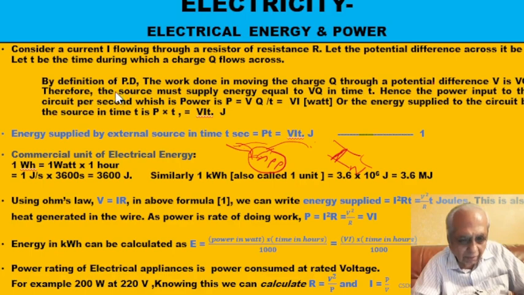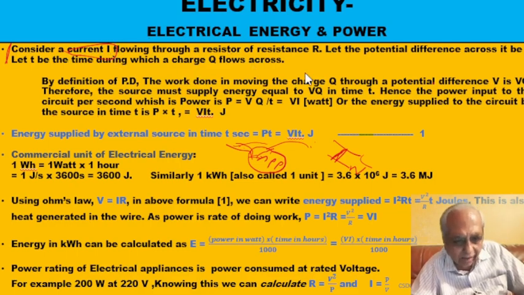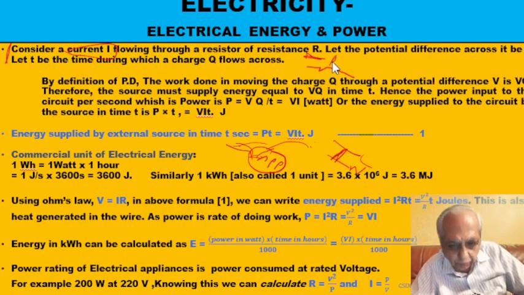We have learnt these terms previously: energy is measured in which unit? Energy is measured in unit of work, that is joule, and power is measured in joule per second, which we call watt. Now, consider a circuit in which there is a current I. These are the symbols you know. Current I is flowing through a resistor R, so this is my resistance R. Now, the potential difference across this resistor is V.